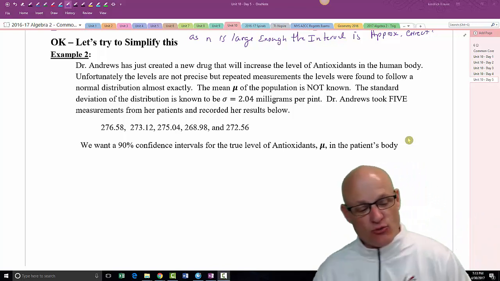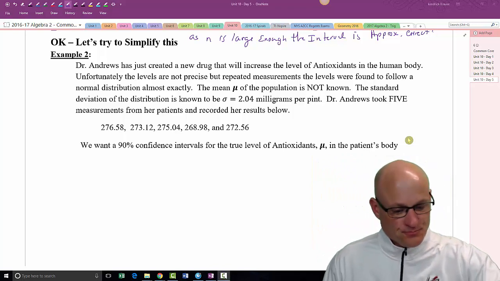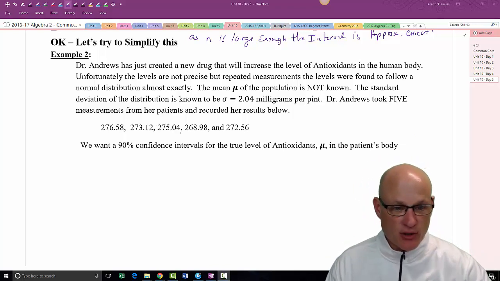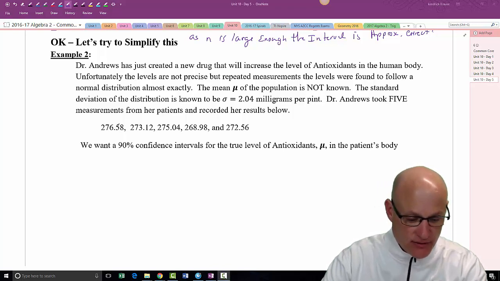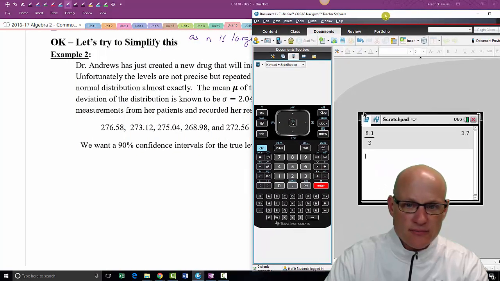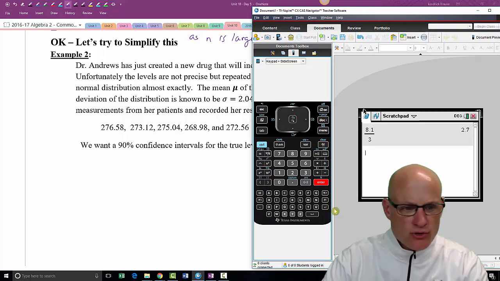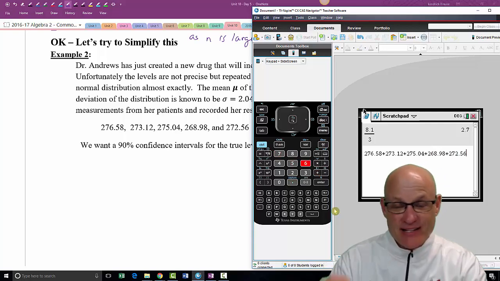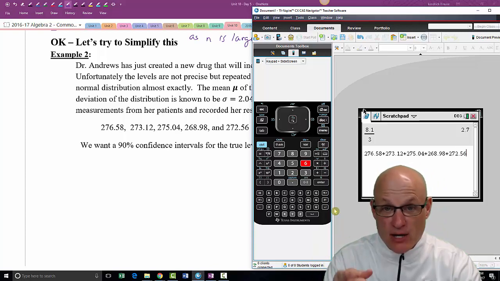Woo! That sounds complicated. Let's go through the procedures. Step 1. Take a sample and calculate the mean. So the first thing we're going to do is take an average of these numbers. So we're going to do 276.58 plus 273.12 plus 275.04 plus 268.98 plus 272.56.